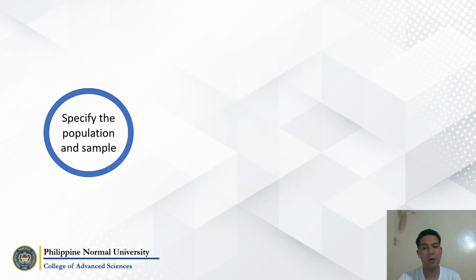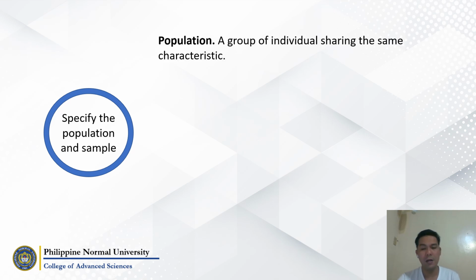Okay, so let us now focus our attention on the specification of the population and the sample. Though this is some kind of a review, it is important that we refresh ourselves on the difference between and among the population, the sampling frame, and the samples. To recall, when we talk about the population, it is a group of individuals sharing the same characteristics. For example, when we talk about teachers, teachers is a population, and from that population, you might perhaps look into the teachers who are teaching special education.